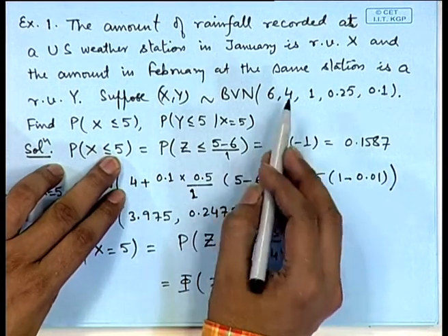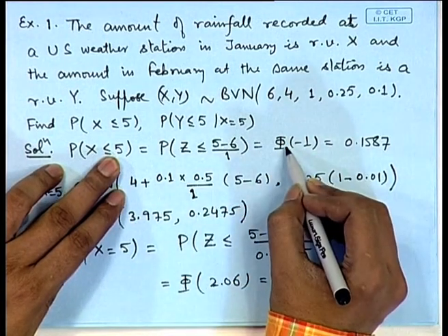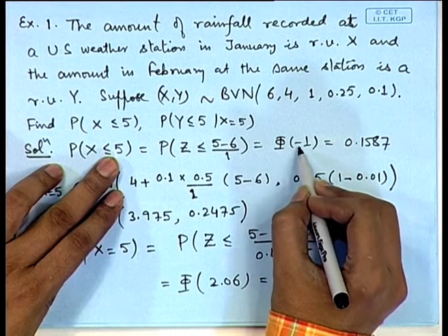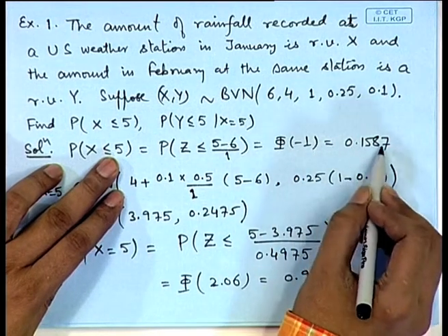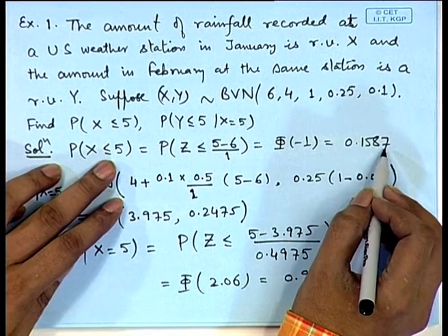From 5 we have subtracted the mean of x and divided by the standard deviation, which is equivalent to the CDF value of a standard normal variate at -1, which we see from the tables of normal distribution as 0.1587.